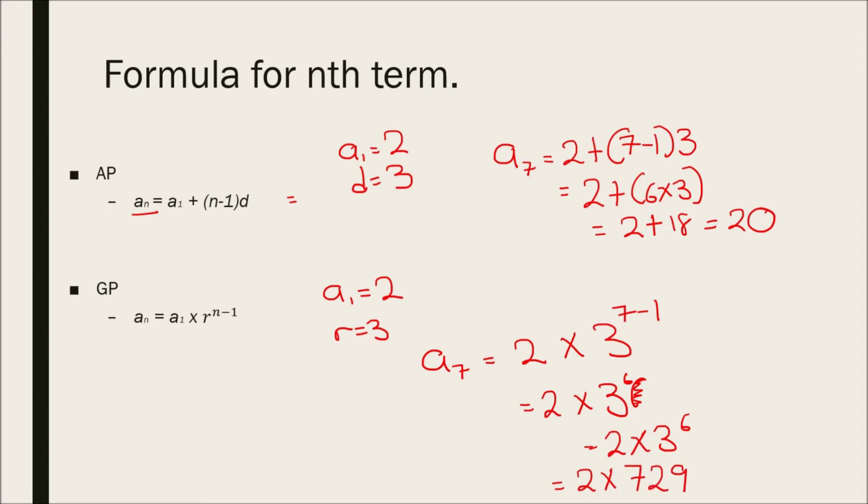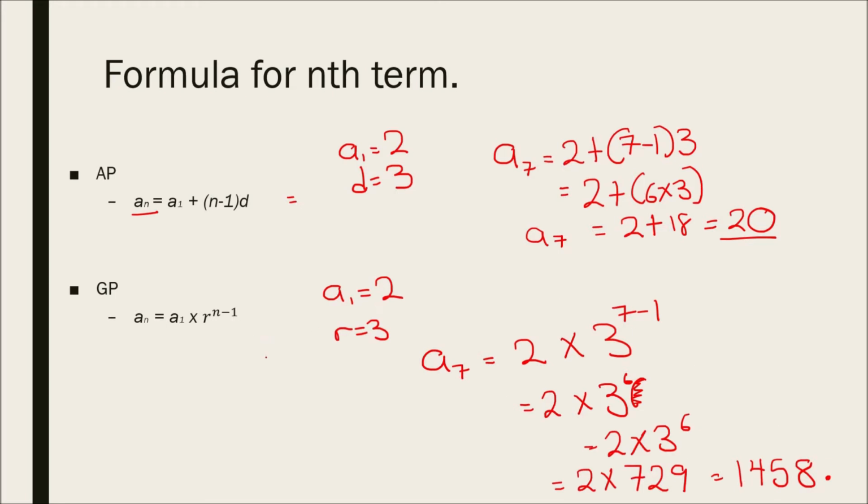And what's 2 times 729? We should get 1458. If I'm not mistaken, yes, we should get 1458. You can see a7 in the arithmetic sequence is just 20, but the seventh term, or a7, in the geometric sequence is now 1458.